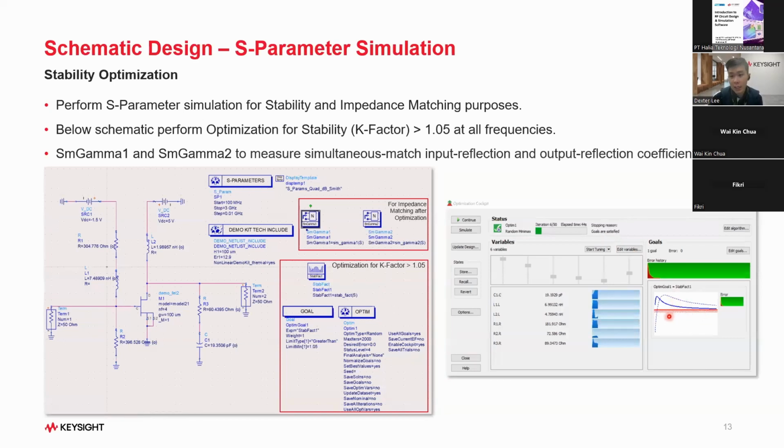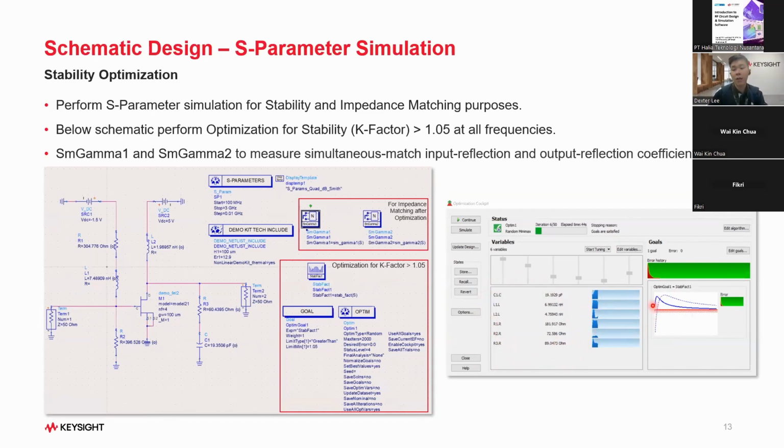So this is the optimization for the K factor of stability. You can see that the red portion is the limit line that you have set. In this case, I set it to be more than 1.05. And you can see that the dotted line was the initial stability of this design. After optimization, you can see that it's automatically tuning the parameters of my circuits.